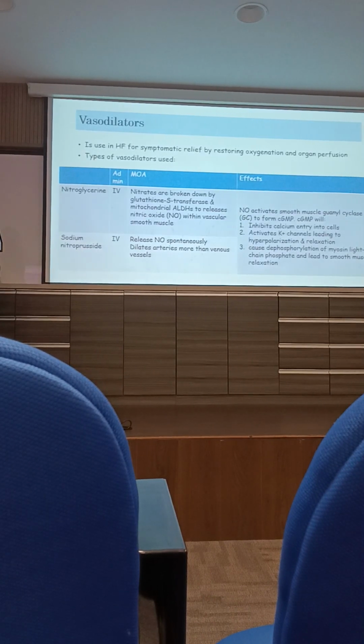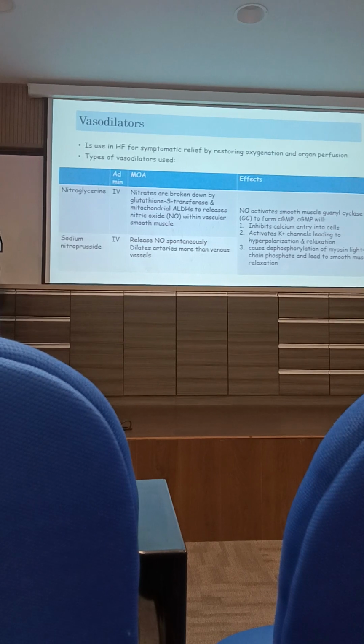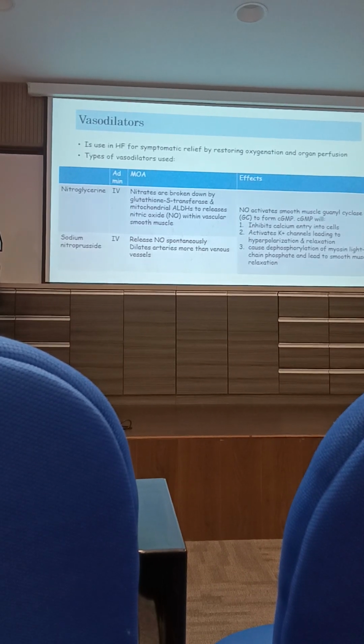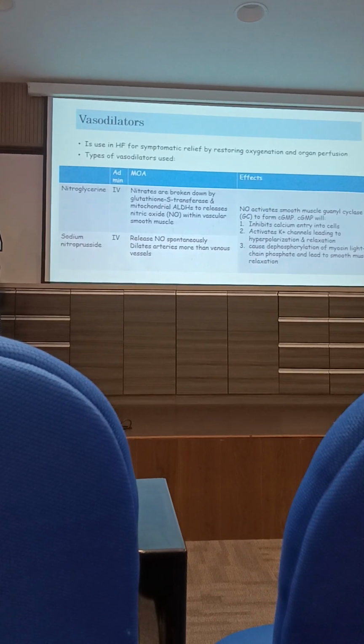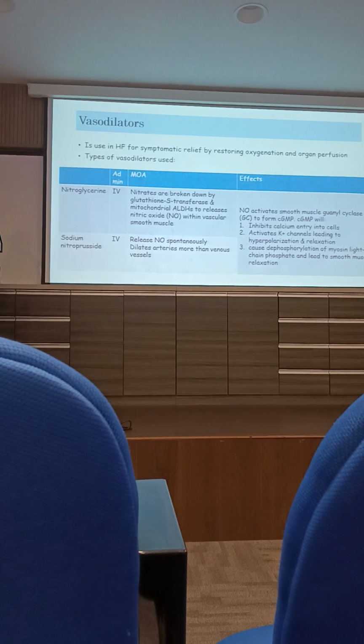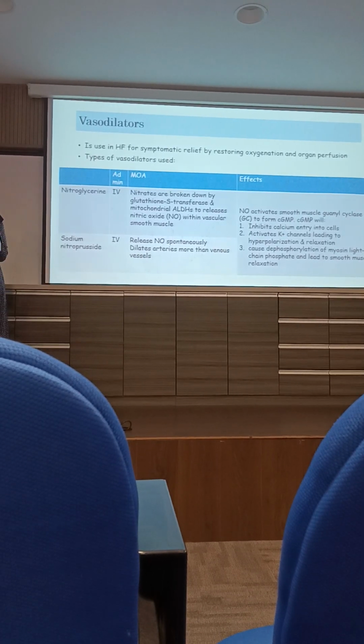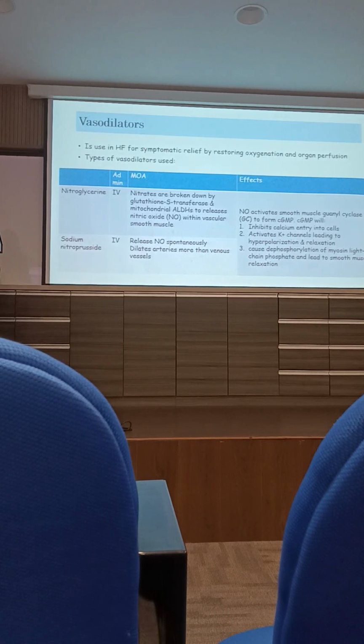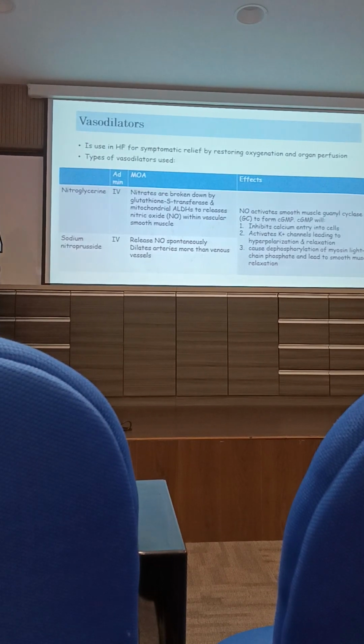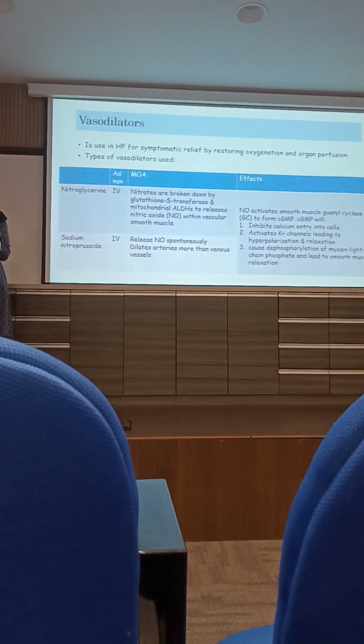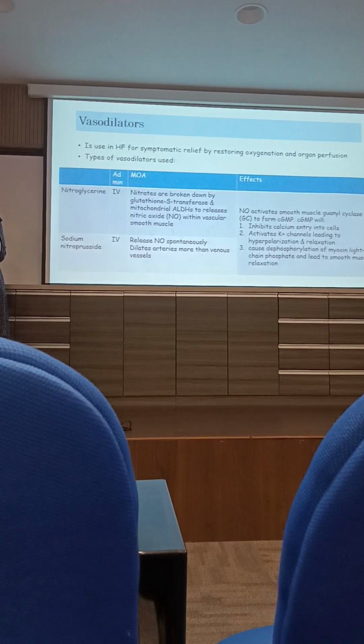Okay, so the second drug used to improve the symptoms of heart failure is the vasodilators. Vasodilators, as the name implies, dilate the blood vessels to restore oxygenation and organ perfusion. I mentioned before, in drugs used in angina, what is the vasodilator that we usually use? GTN. That is a type of vasodilator. This is another type, nitroglycerin, which is also a vasodilator. It is given intravenously. The mechanism is the same: it releases nitric oxide within the vascular smooth muscle.